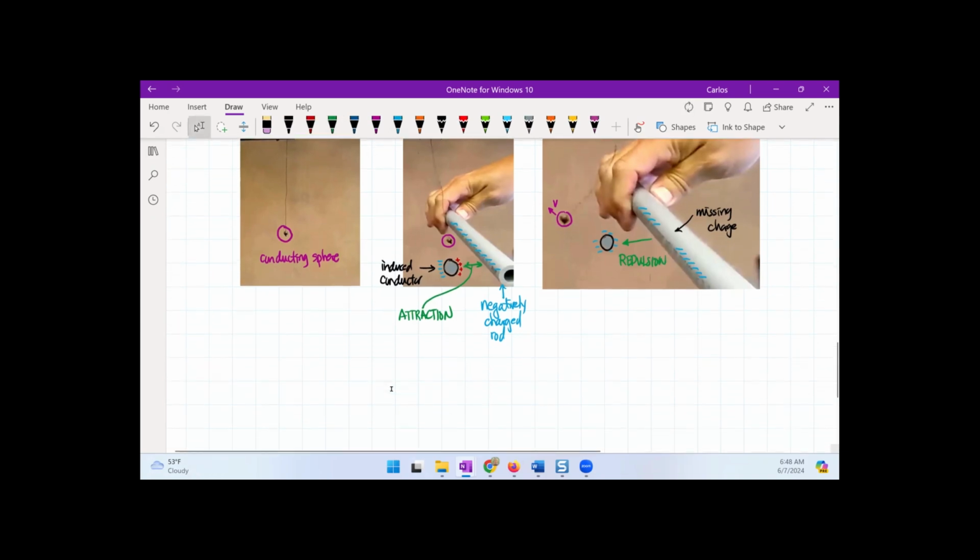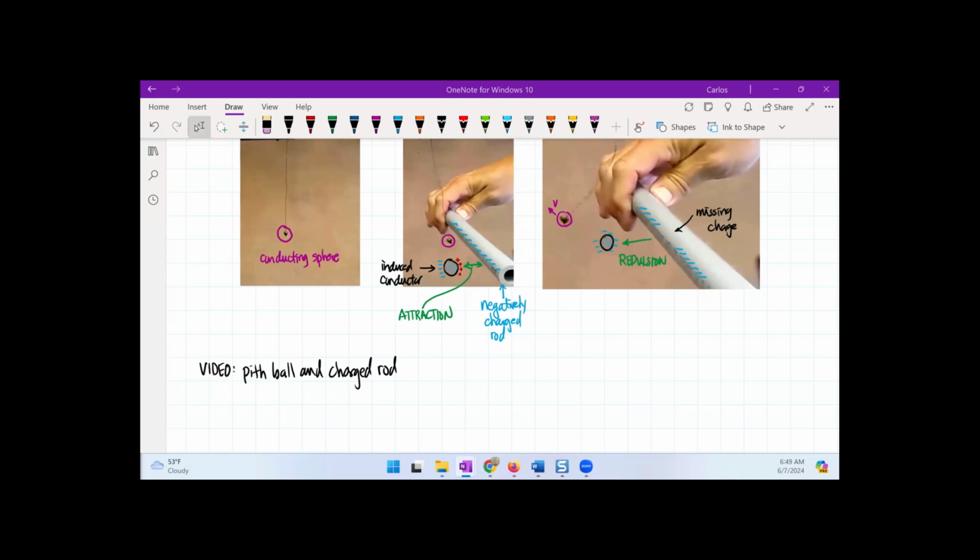So now I want to show you this live here. Let's look at this video. If you look at the links, I labeled this as pith ball and charged rod. This is a YouTube video, and I think it's quite good. So let's go look at that video.